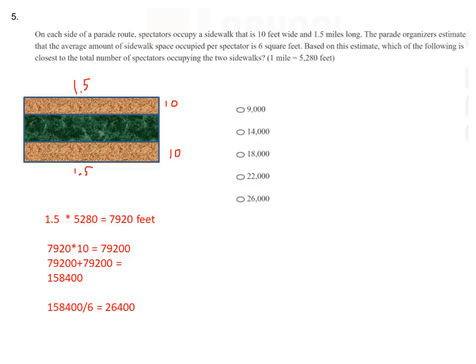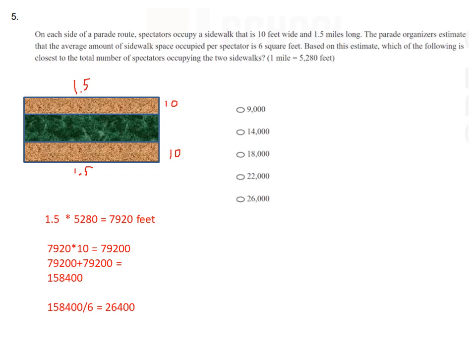We'll do it later. Now, what is the area we get? 7,920 multiplied by 10. That's length into width. So we get 79,200. Now we have sidewalk in two sides. Just add this value twice or multiply it by 2. We'll get 158,400.